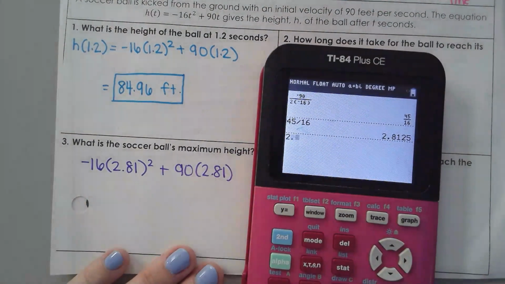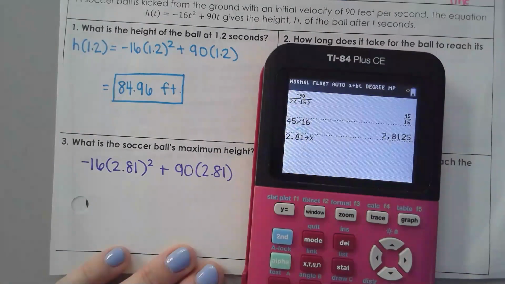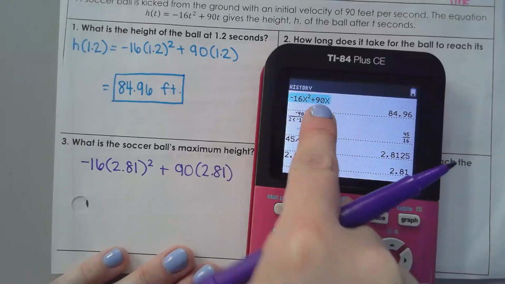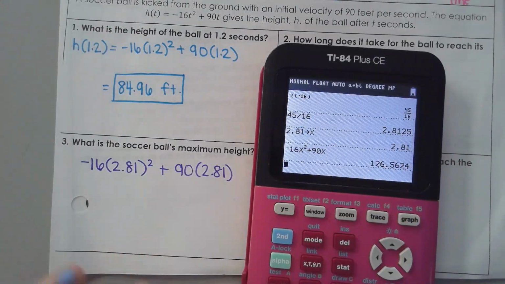So if I do 2.81 store x, I don't have to retype the equation. I can just go back up here and highlight it and hit enter. And it brings it back down.